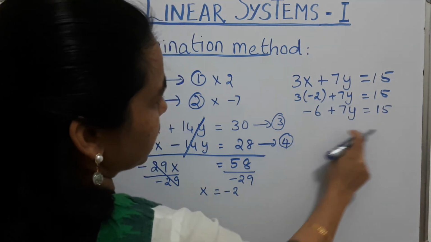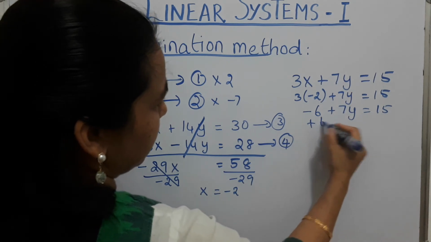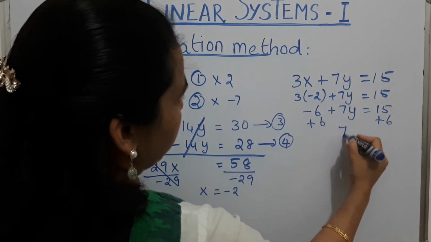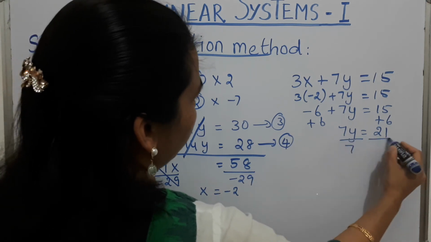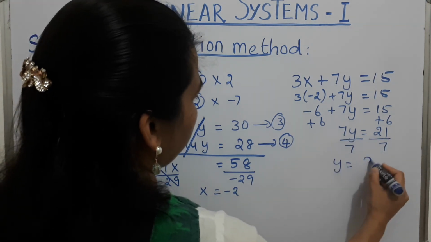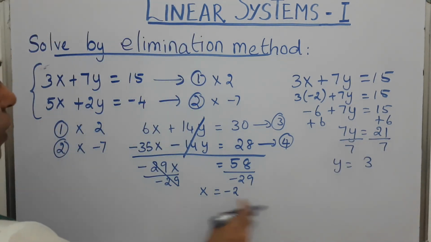Now you are moving this to the other side. So plus 6 and plus 6. So 7y equals 21, and dividing over 7, y is equal to 3. Now you found the value of x and also y.